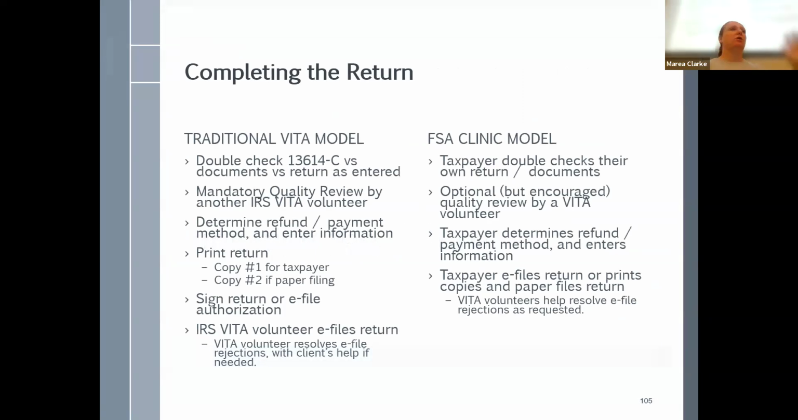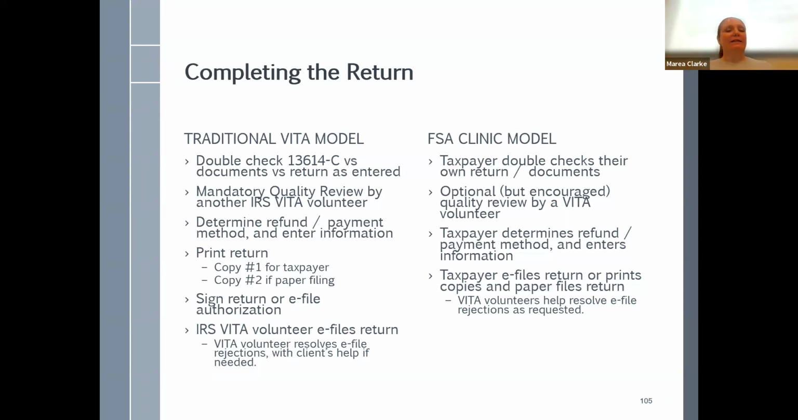At a traditional VITA site, if you are finishing the return, you would have gotten the Form 13614, which is the intake form. You would have had all the documents, you would have talked with the client, you would have typed it all into the return. You would then go back and double check everything to make sure it's all entered. You would have a quality review with another VITA volunteer. You would talk about whether you're getting a refund, whether you owe money, and how that is going to come or go. You are going to print copies, sign return authorization forms, and e-file the return.